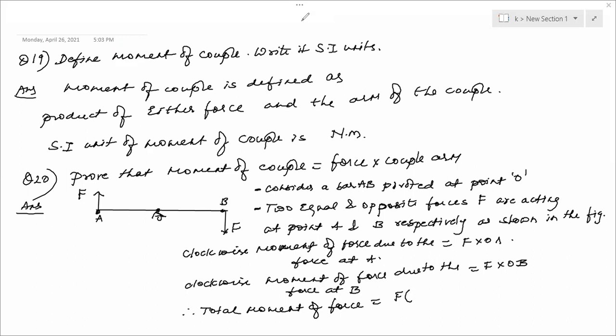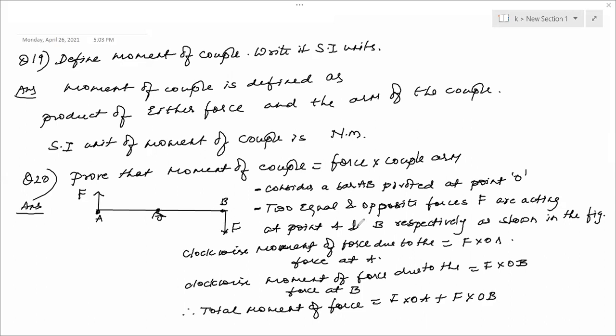F into OA. Since both are clockwise movements of force, the clockwise movement of force due to the force at A is F into OA, and due to the force at B is F into OB. So the total movement of force is F into OA plus F into OB.